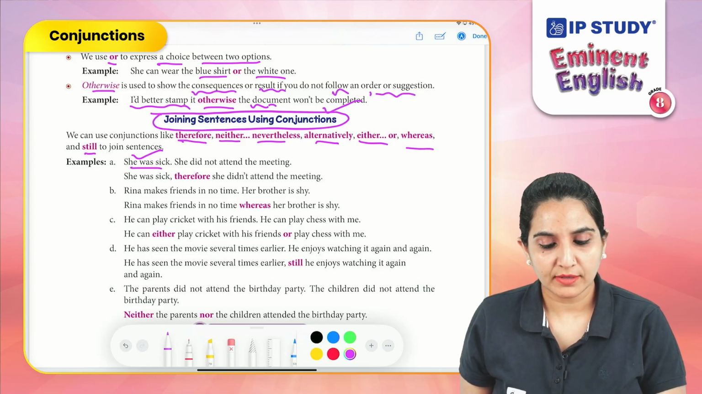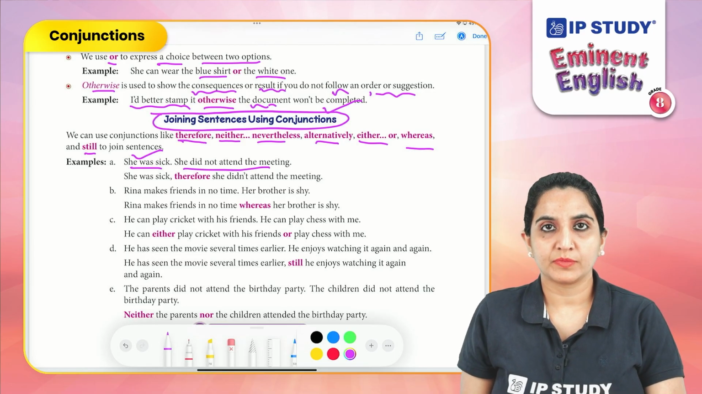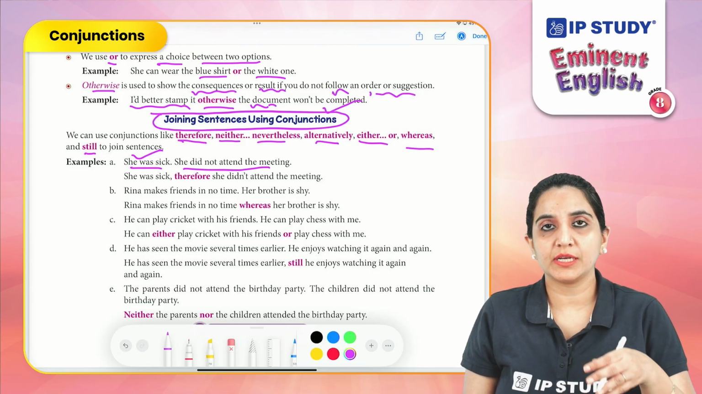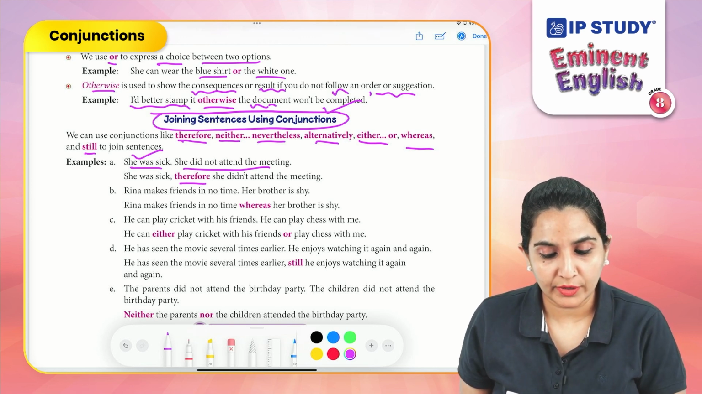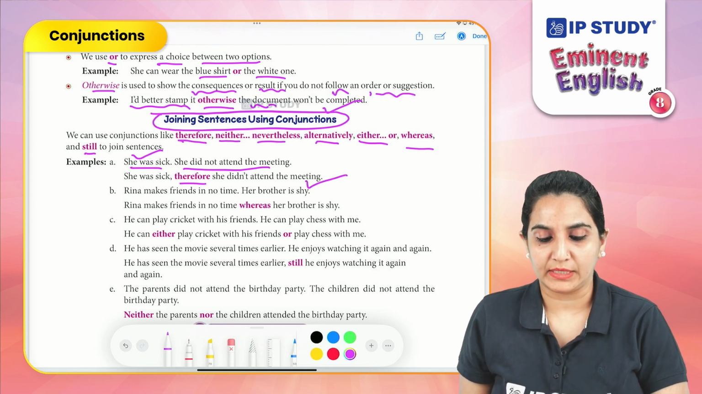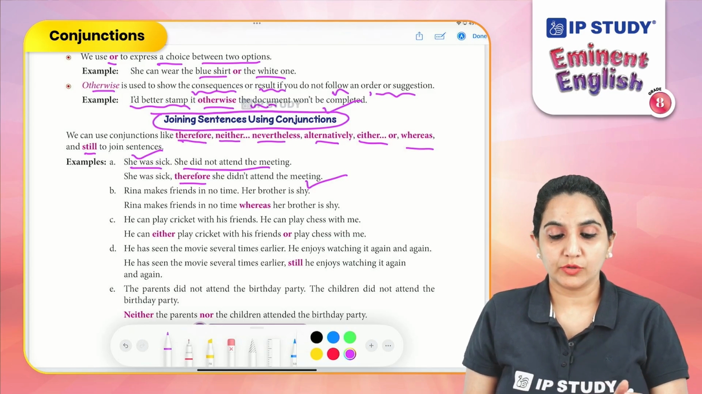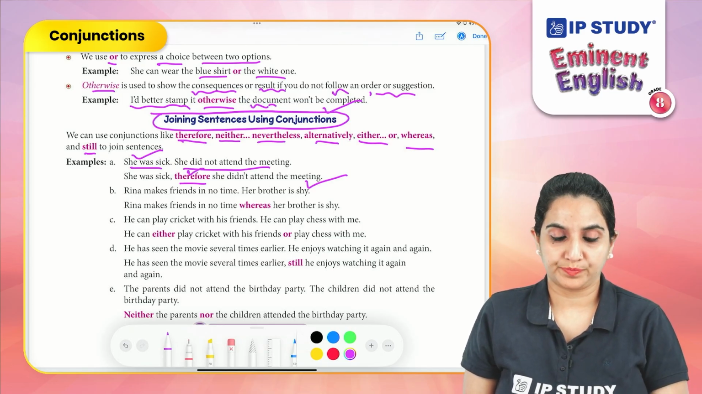She was sick. She did not attend the meeting. So this is the reason. Why did she not attend the meeting? She was sick, therefore she didn't attend the meeting. Therefore, we use the conjunction therefore.